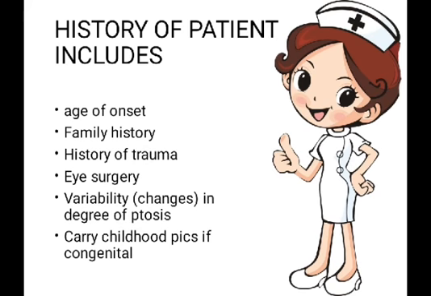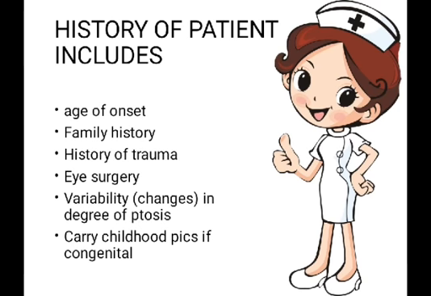History of the patient includes, first of all, when the patient comes to us we have to ask about the history of the patient, which includes the following points. First one is the age of onset. We have to write down the age of the patient at which the patient is suffering from the ptosis. Next one is family history. We have to ask about the family history of the patient. Is there any person in his or her family who is still suffering from the ptosis or whose past was related to the ptosis?